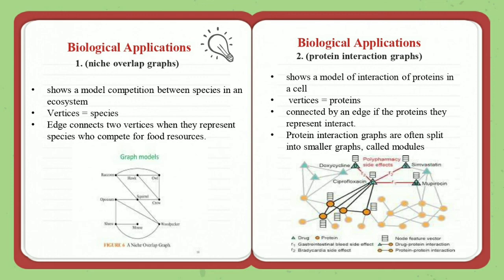And as you can see in the graph below, each vertex represents a protein. This is a module of the protein interaction graph that degrades RNA in a human cell.